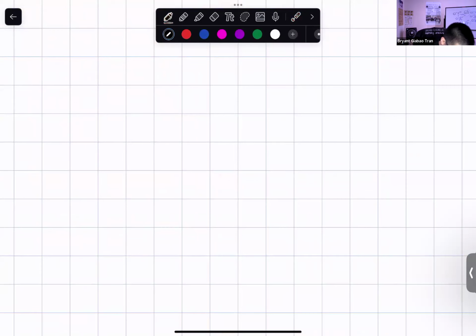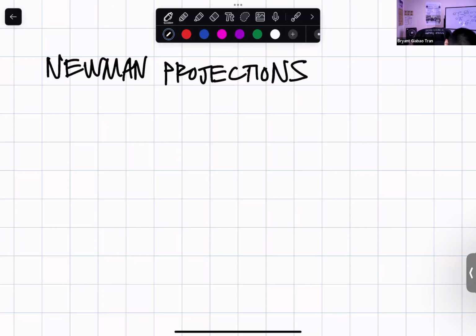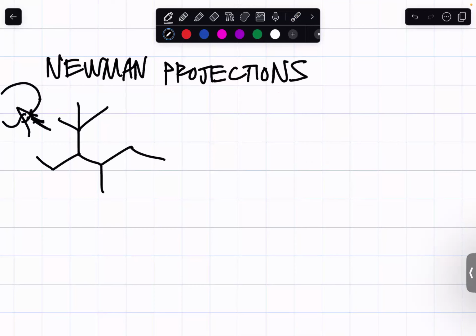Okay. So this is about Newman projections. Newman projections is a way of drawing a molecule. So let's say we have a random molecule like this. Let's say you're going to have your eyes right here, and this is you right here. And then you're looking down at the molecule like this. This is your vision right here. So you're looking directly at that carbon right there. So that's the first carbon you see.